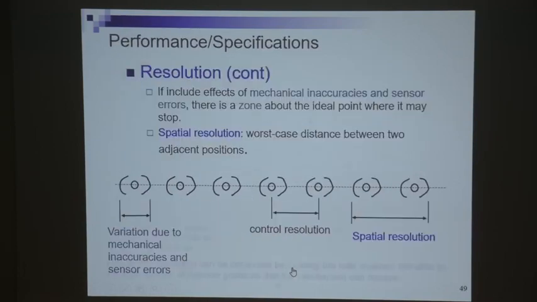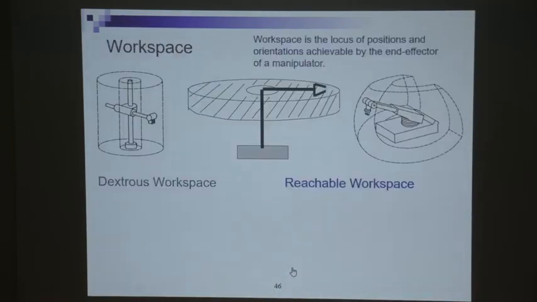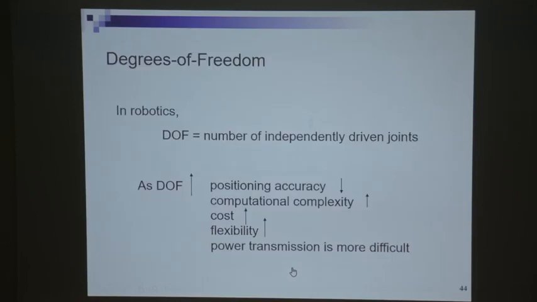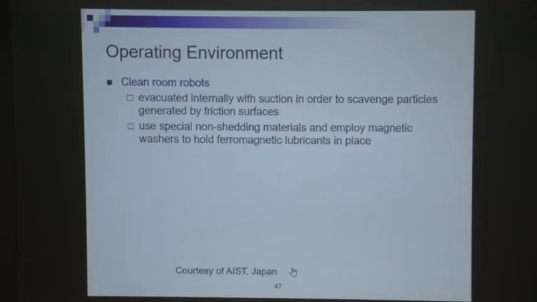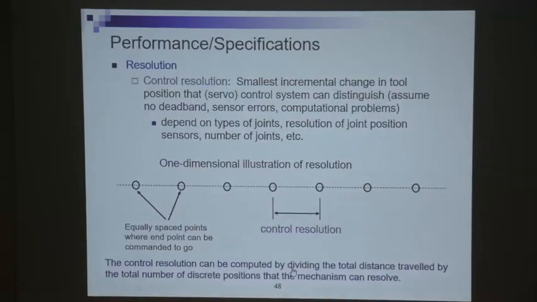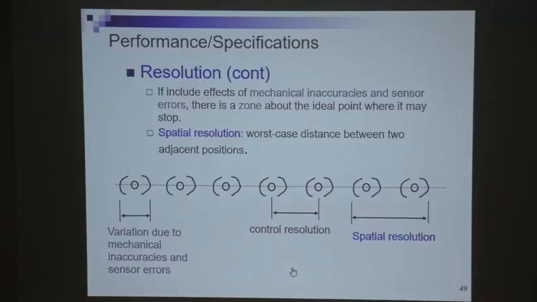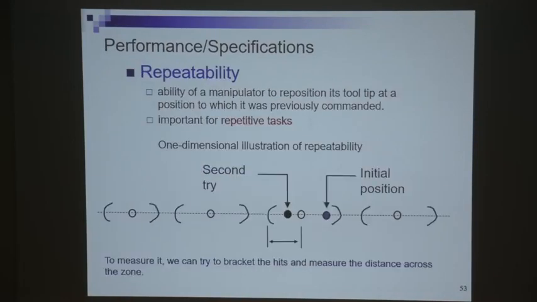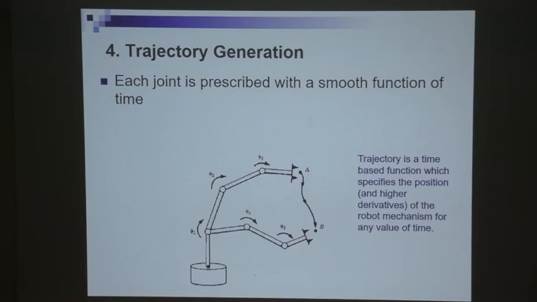So you're looking at the design of the robot. So when you do the design of the robot, you need to consider all this. And after that, you need to think about the trajectory. So, what about trajectory generation?